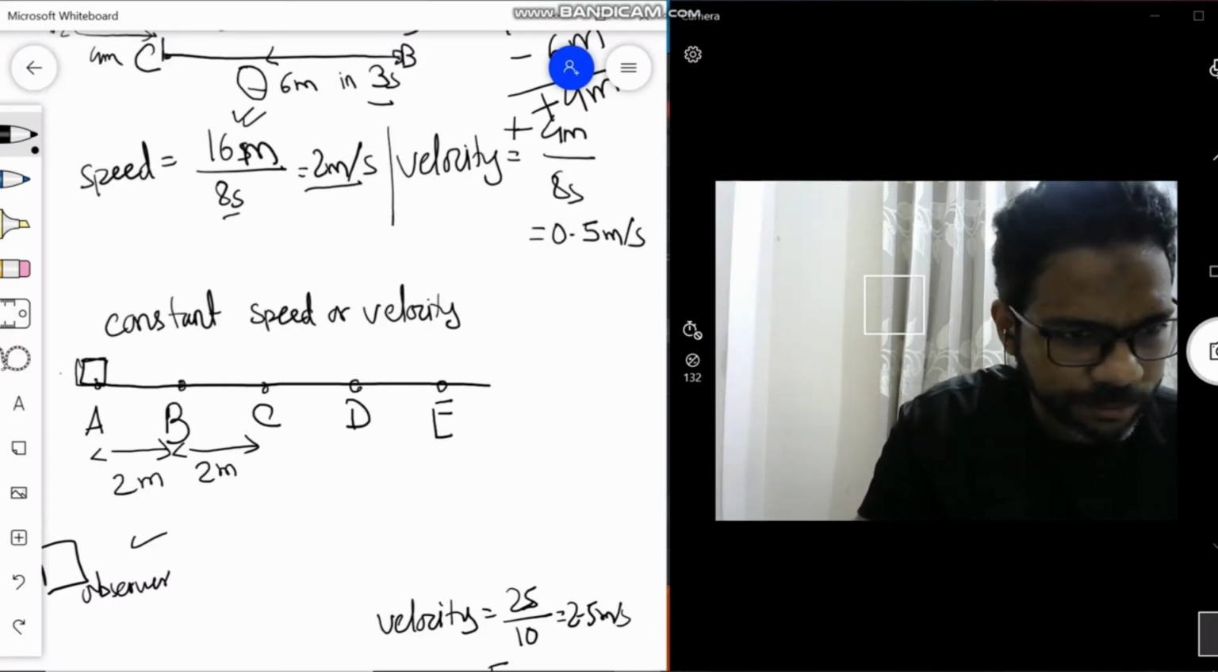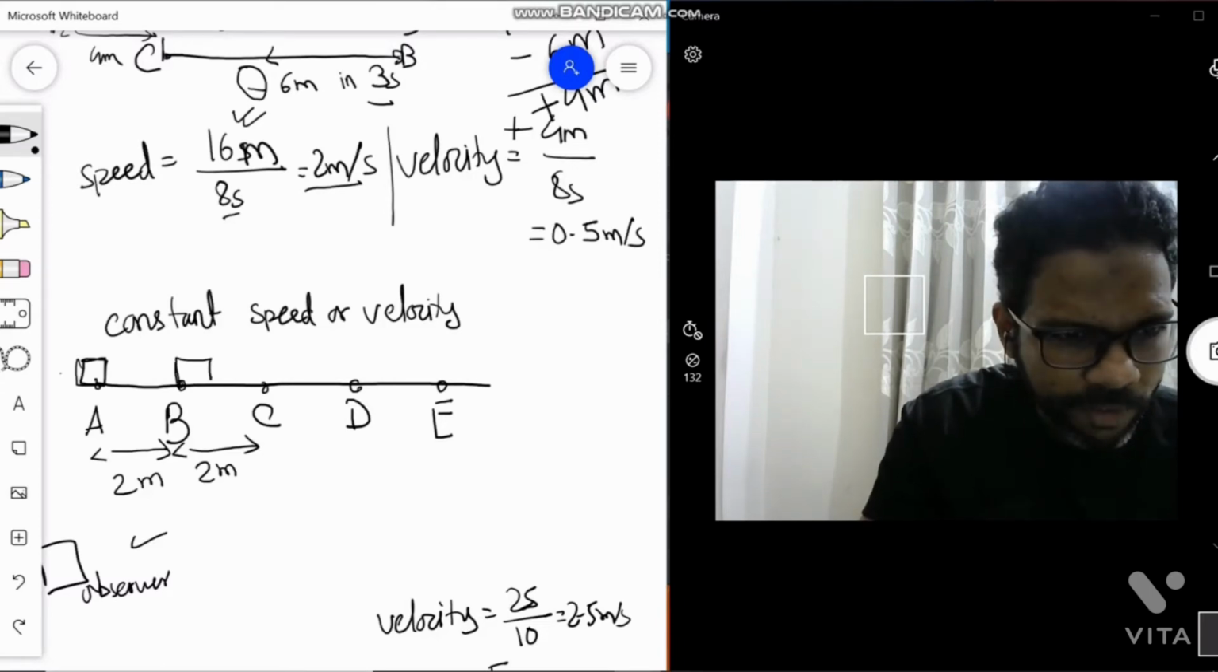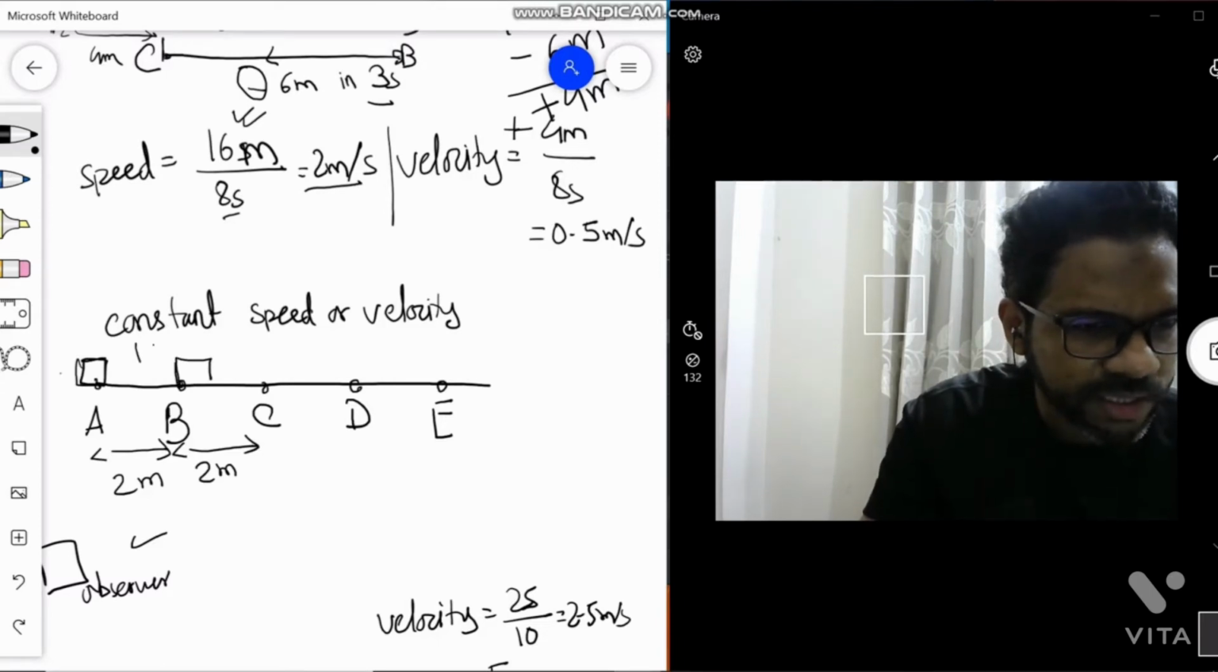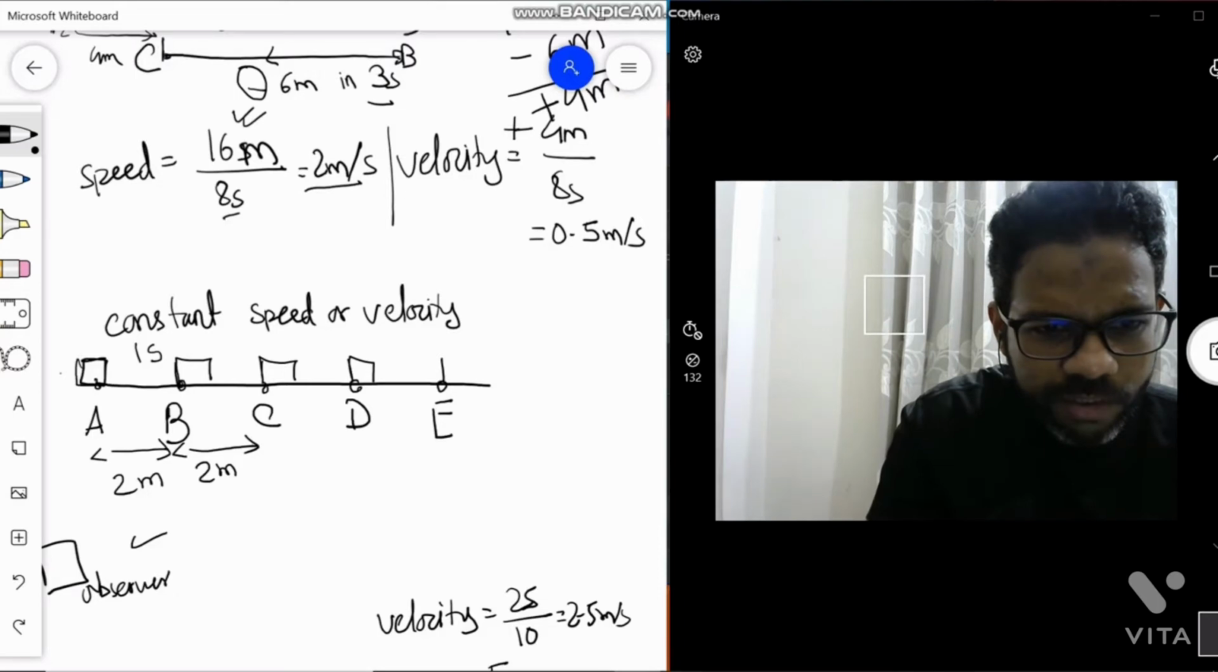So let's see. It starts from A and moves to B in a time, let's say 1 second. And then in the next 1 second, he sees that the object moves from B to C, that is another 2 meters, and then from C to D, and then from D to E.